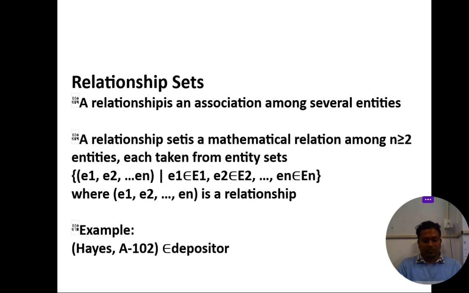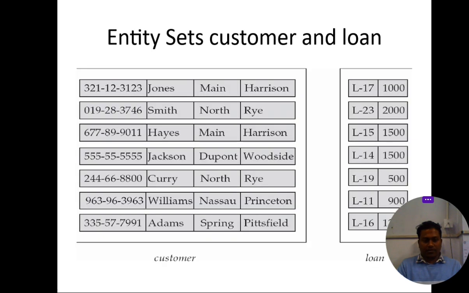Now relationship sets. What are relationship sets? A relationship is an association among several entities. From the previous example, the second column has the customer entities and depositor is the relationship set, and E102 is the account entity.